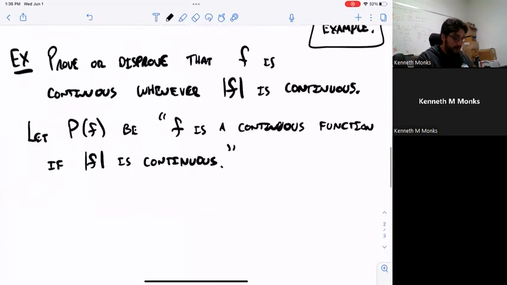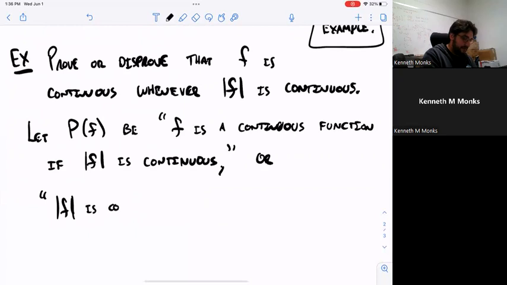And if you want, you can make it even a little bit more symbolic logic. If you want to, you could write it with implication, right? So you could write it like this. You could say that P of f is the claim that absolute value of f is continuous implies f is continuous.